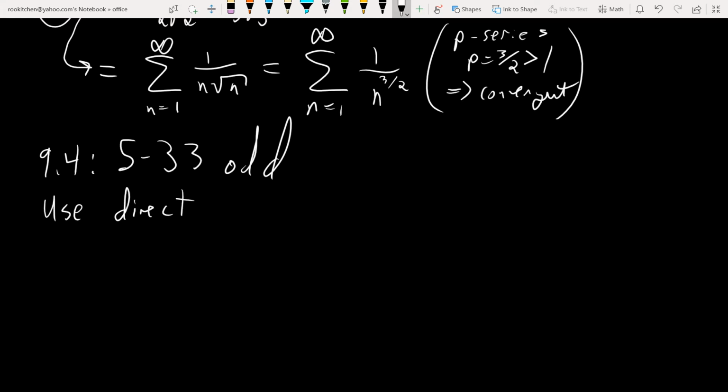Anyways, 9.4, these are always the harder ones for me, using the direct comparison test.